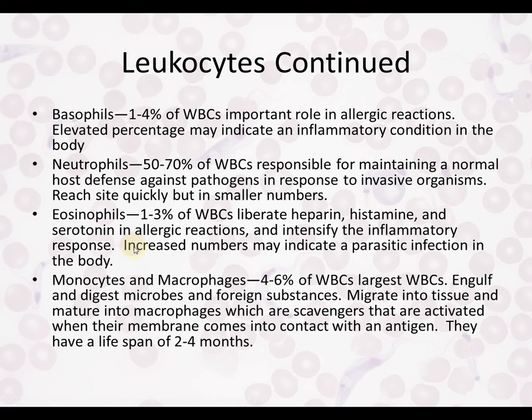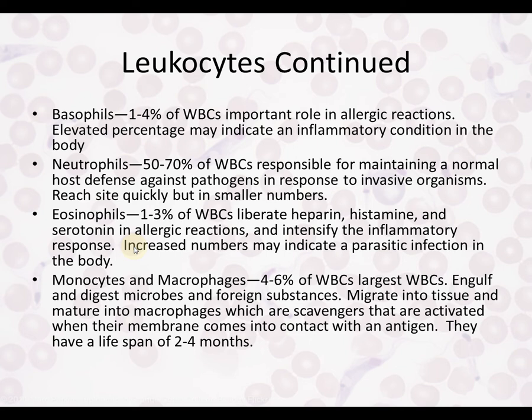Eosinophils make up approximately 1 to 3% of the leukocytes. They liberate the heparin and the antihistamine and the serotonin in allergic reactions and intensify the inflammatory response. A higher than usual percentage of eosinophils in the blood may indicate a parasitic infection somewhere in the body.